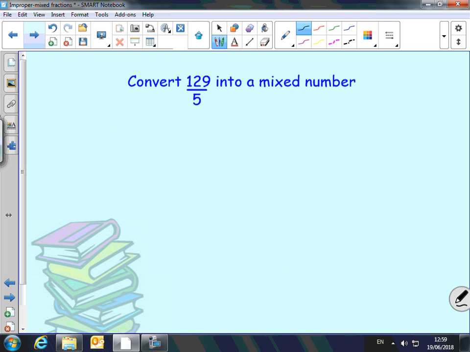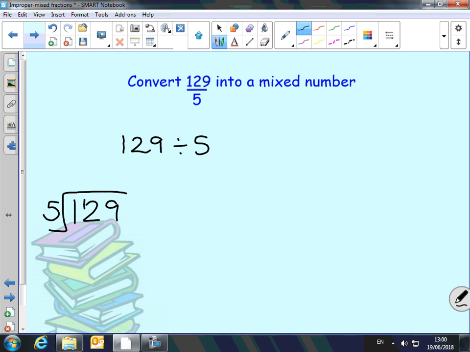In your last question, you were asked to convert 129 fifths into a mixed number. Now, I wouldn't expect you to sit there and draw out 129 fifths. If you did, that's totally fine. However, another way of doing it is taking 129 and dividing by 5. Just do that at the side. In this situation, we can't divide 1 by 5, so we're going to carry it. 12 divided by 5 is 2, remainder 2. 29 divided by 5 is 5, and we have a remainder of 4. So this gives us 25 remainder 4.